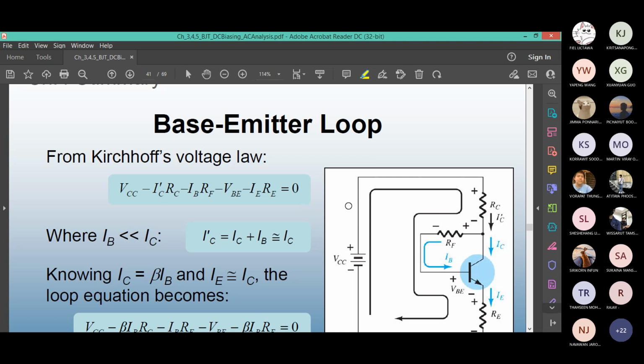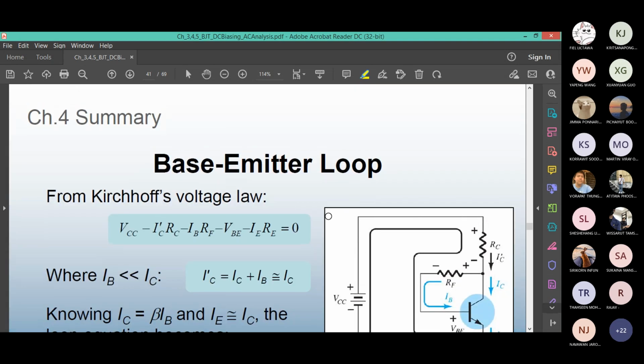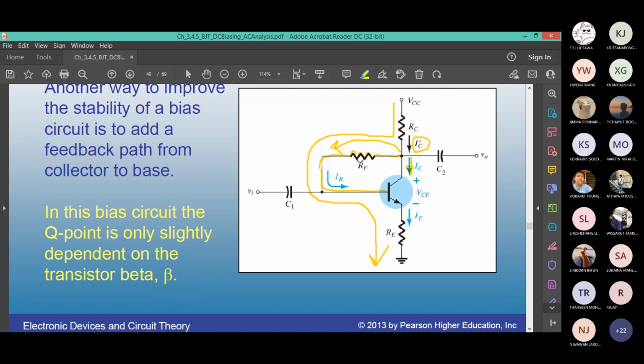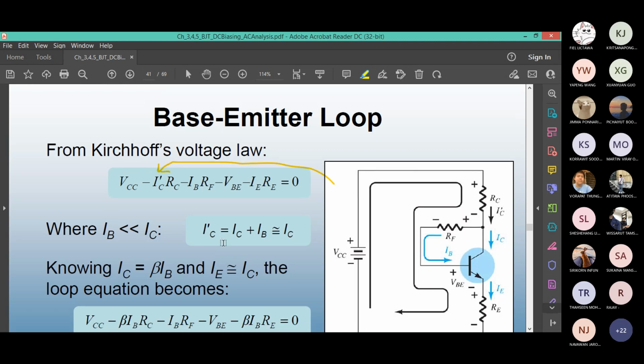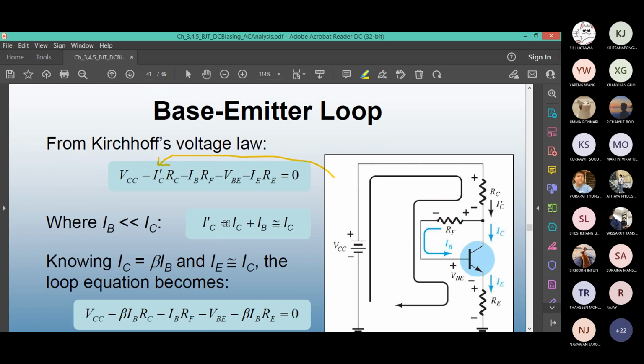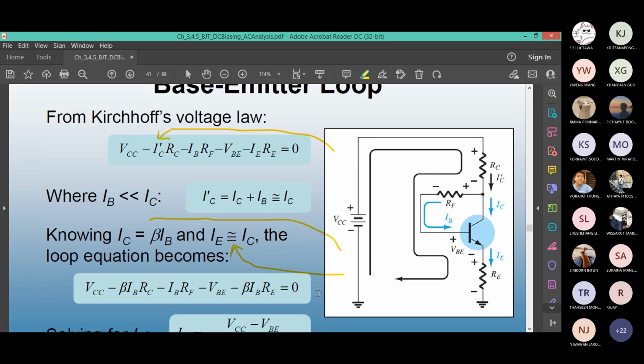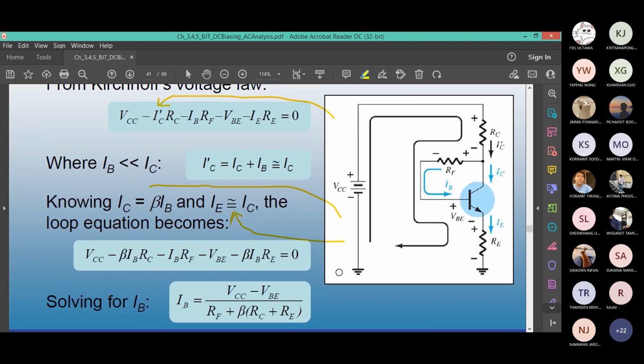When IB is much less than IC, you see from the loop, IC prime equals IC plus IB. So if we ignore IB, IC prime is same as IC. So in this equation, instead of IC prime, you write IC and you express in terms of beta, like IC equals beta IB, and then you take again IE approximately same as IC, you will get an equation that is more friendly.